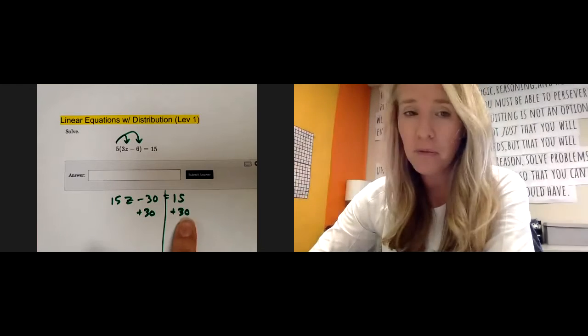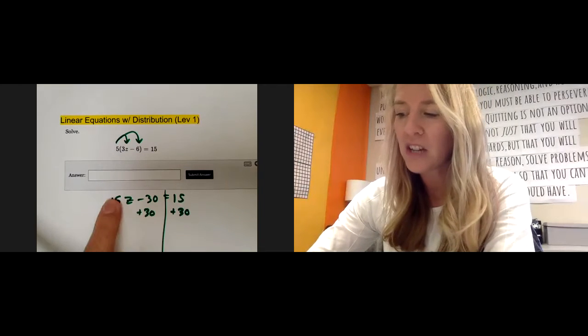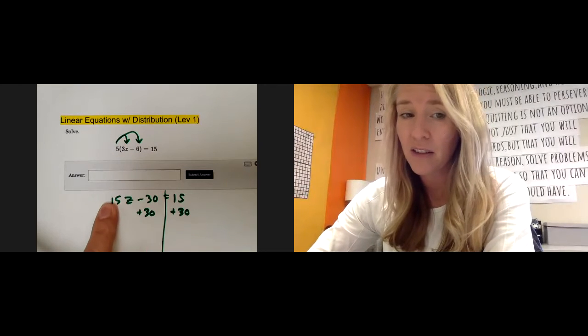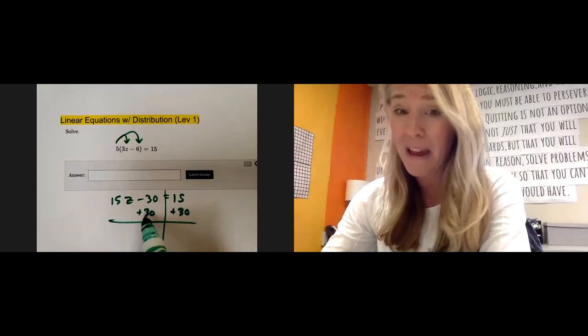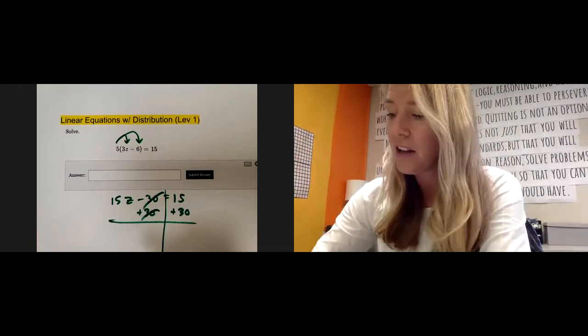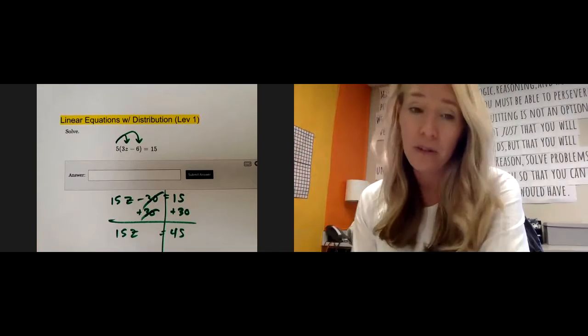We're saying the left side equals the right side, so I can't just do something crazy. Now, I simplified before. I didn't change the value of what was on this side of the equation. And so now I am changing the value. I'm saying, oh, I'm getting that 30 and I'm adding it in there, which cancels it out. So 5Z is now alone. We have 45 on the right side.